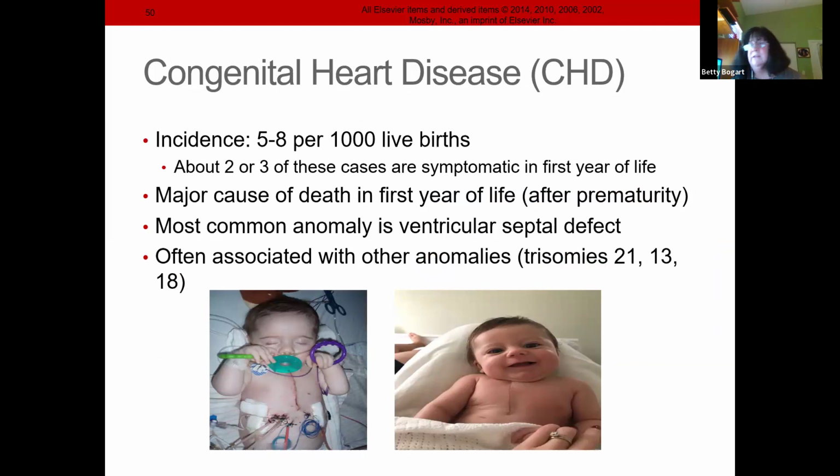There are other ones, AV canal, truncus, whatever those mean. It just means the heart's not done right and it needs repair. But these children do actually very, very well.